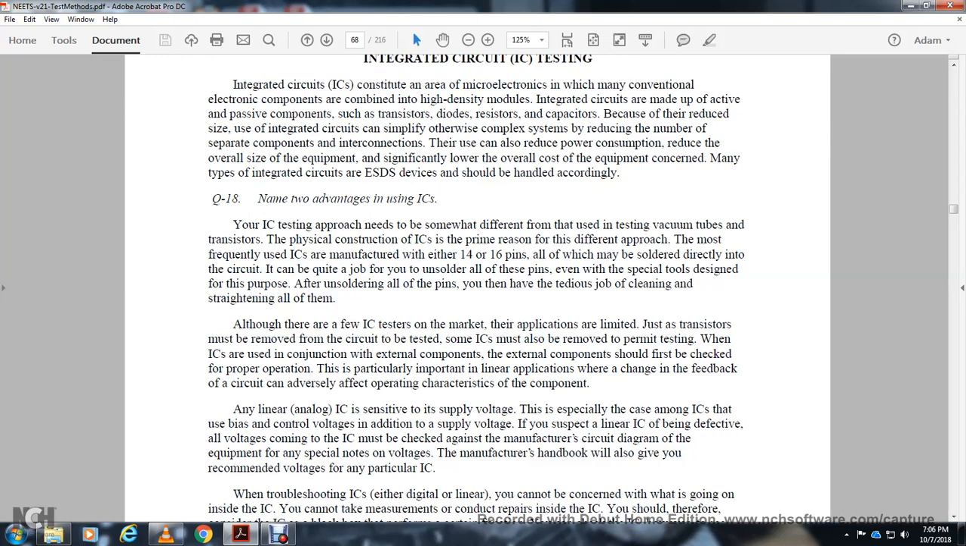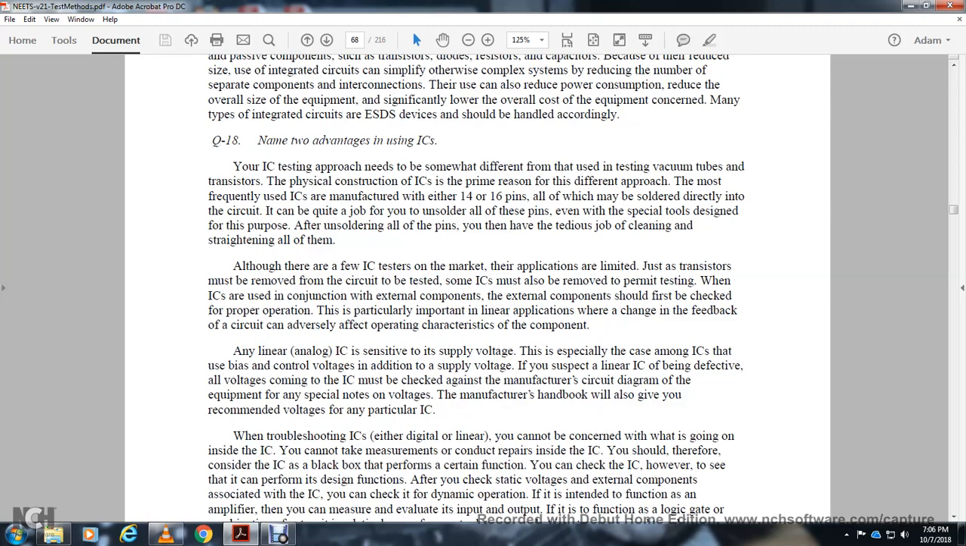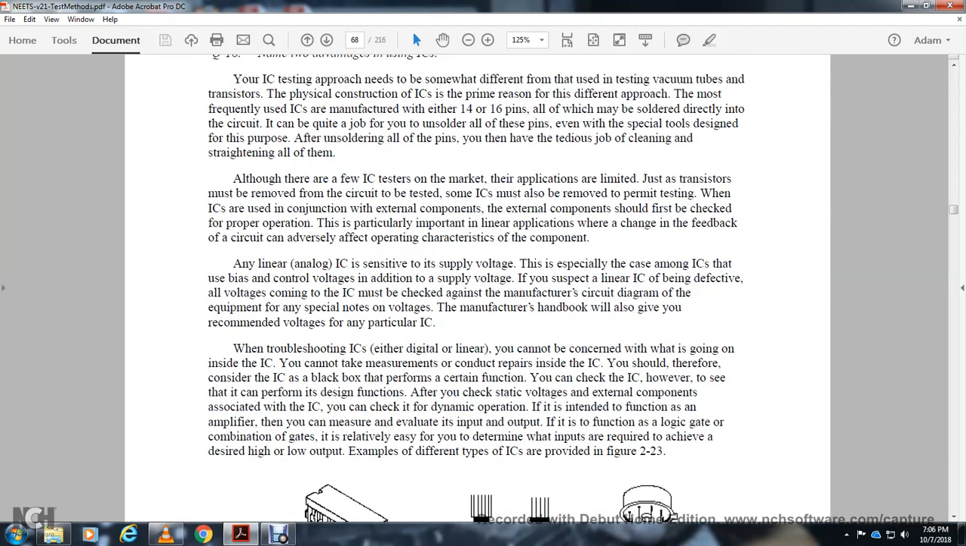When an integrated circuit is used in conjunction with external components, the external components should first be checked for proper operation. This is practically important in linear applications with a feedback chain, where the circuit can adversely affect the operating characteristics of the component. Any linear analog integrated circuit with a supply voltage, especially one with a control voltage or additional supply voltage, may be defective. All voltages accompanying the integrated circuit must be checked against the manufacturer's circuit diagram, equipped with the special notes and voltages.